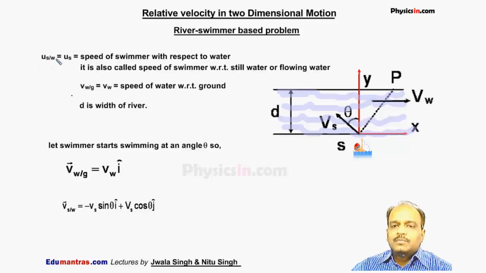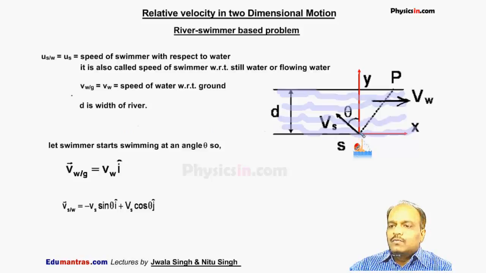Let the speed of the swimmer with respect to water be Vs. This is the swimming capacity of the man. Let the water of this river be flowing with a speed of Vw in this direction. Now, d is the width of the river, so this river is d meters wide.